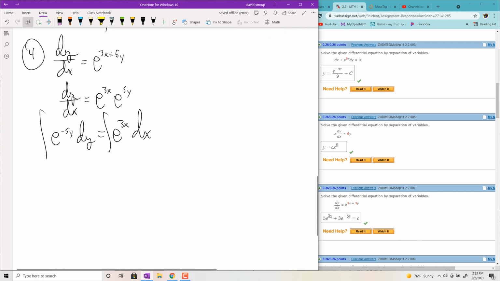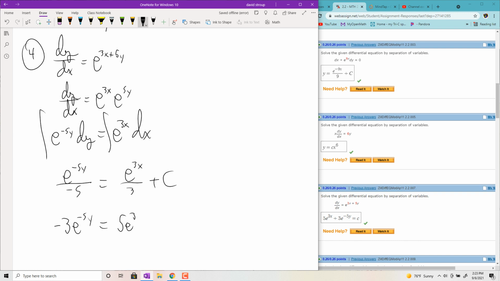This one's a pretty standard type problem. e to the negative 5y over negative 5. Over here, e to the 3x over 3 plus a constant. You can get rid of the fractions by multiplying by 15. So you'd end up with negative 3e to the negative 5y equals 5e to the 3x. And then this constant c will absorb other constants. Normally you'd have 15c, but you can just replace that with a c.